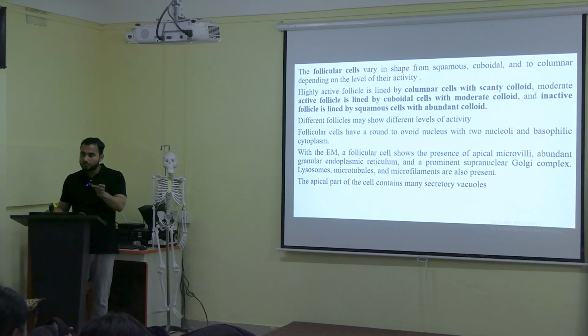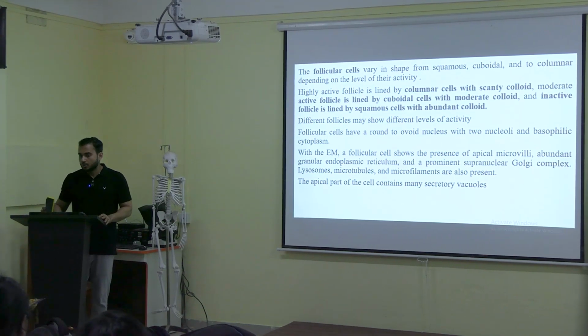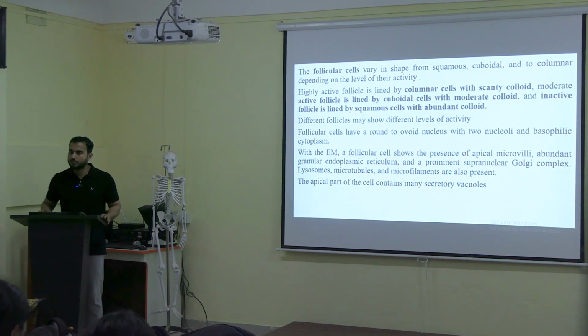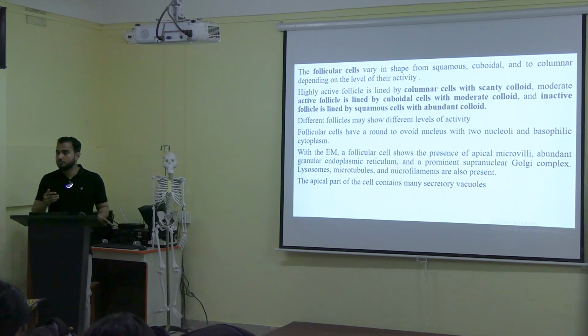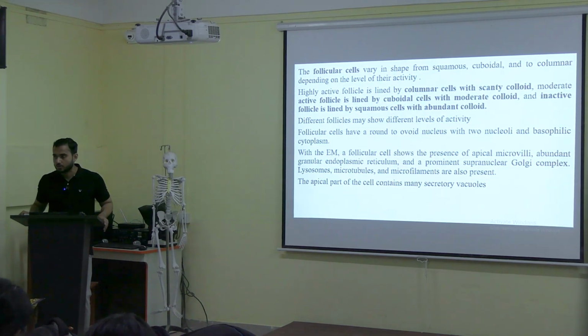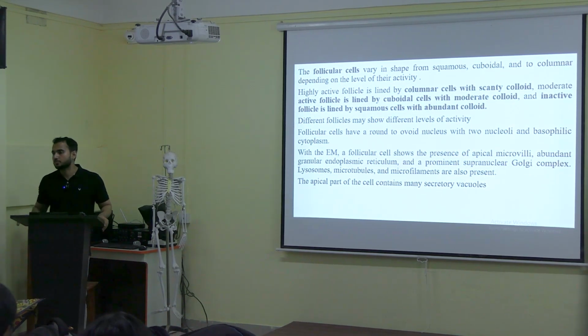Now, how will you differentiate between follicular cell and parafollicular cell? Based on the staining difference. If you see the follicular cells, they are basophilic in nature, so they will be darkly stained. And if you see the parafollicular cells, they are pale staining. Like this, we can differentiate between the follicular and parafollicular cells.